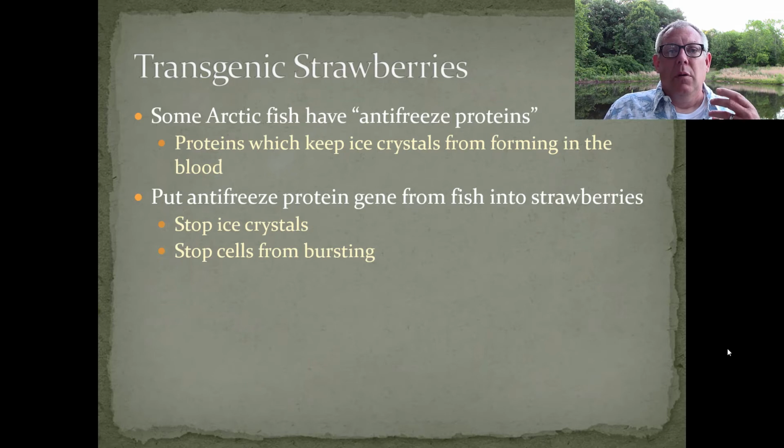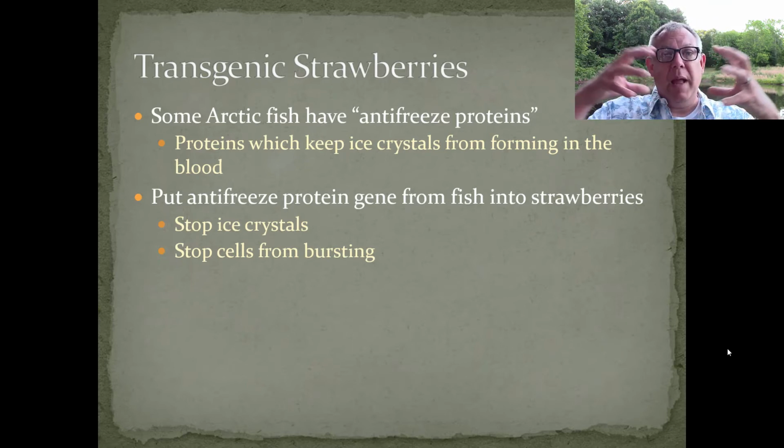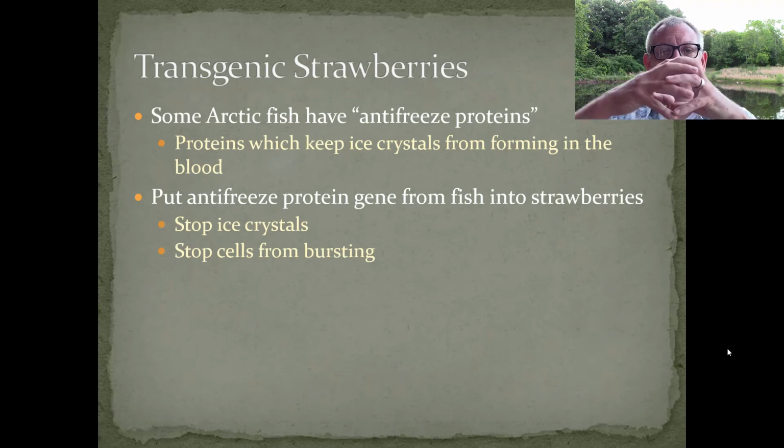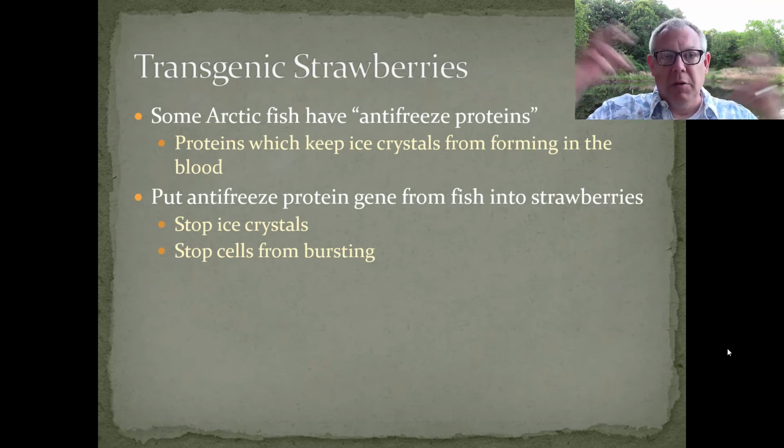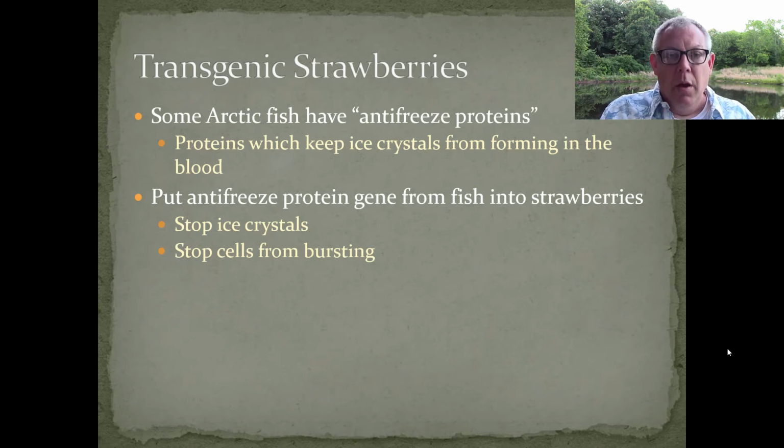Well, ice crystals forming is a problem for lots of organisms. And in this example, we're talking about strawberries. Why do strawberries care about ice forming in their cells? Well, when ice forms, of course, it expands, right? When you form that lattice, it expands. That's why if you put a can of soda in the freezer, it'll explode. Well, the same thing will happen inside cells.